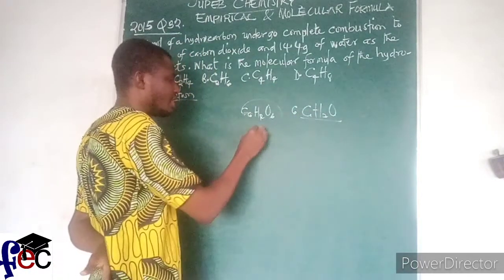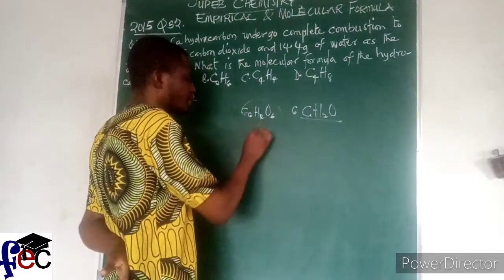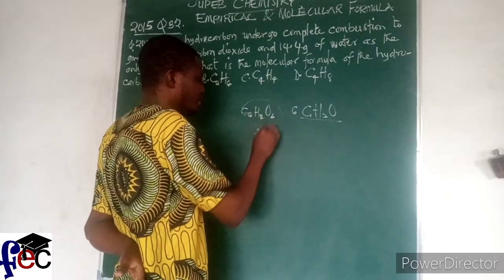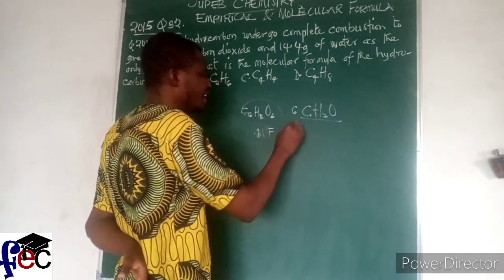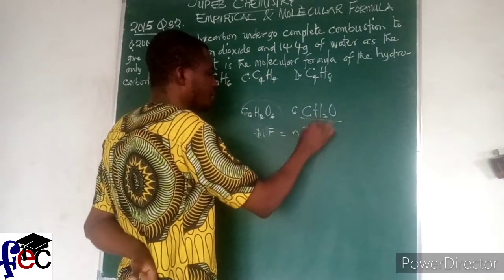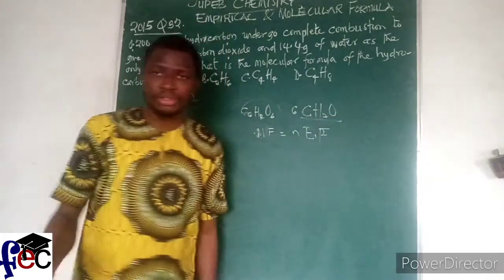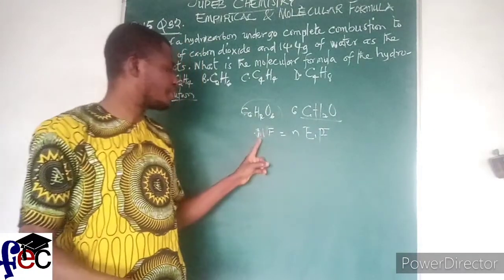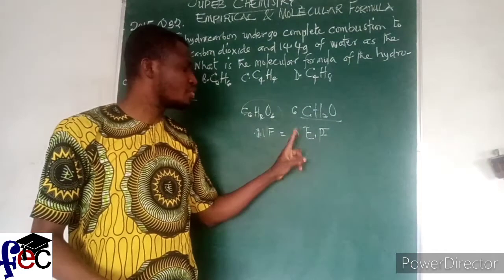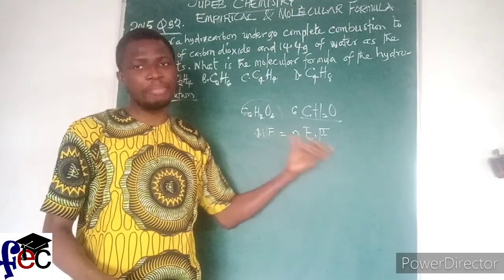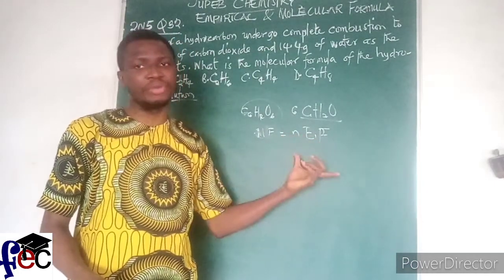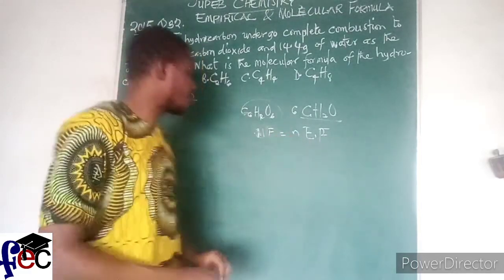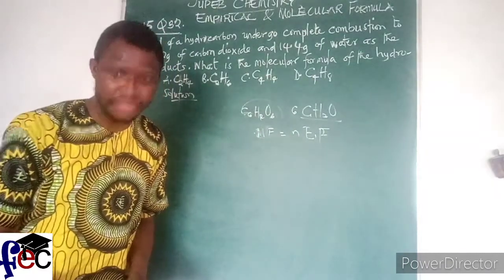So generally, molecular formula is usually a multiple of the empirical formula. It's very important that you take note of that. Molecular formula is equal to n times the empirical formula, where this n is a natural number, an integer, precisely a positive integer.